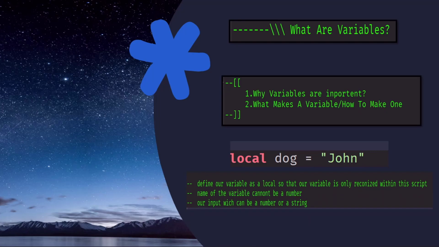So first of all, we are going to define that our variable is a local, so that our variable is only recognized within this script. So for example, if I just typed in dog equals John, somebody with an external script, for example somebody like a hacker, could then grab that code and say dog is equal to give 1,000 points. So we define it as local because that means that it will only run within this script specifically. So we'll go ahead and do that.